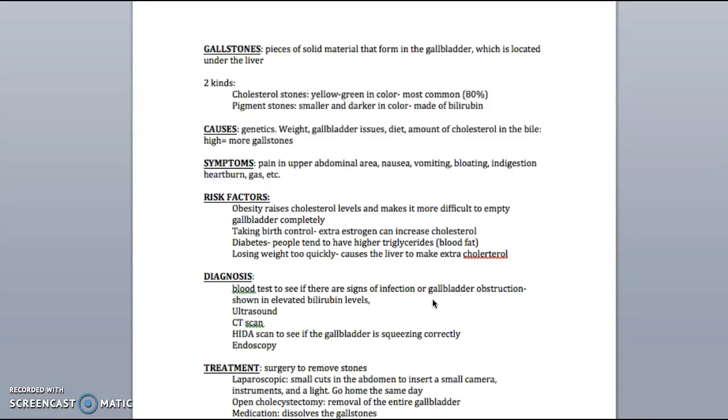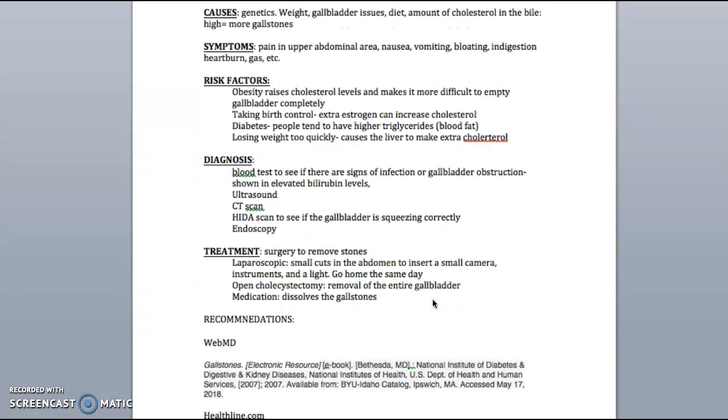So risk factors: if you are obese, it raises the cholesterol level and makes it more difficult to empty the gallbladder completely. If you're taking birth control, the extra estrogen that your body has causes an increase in cholesterol. If you have diabetes, they typically have higher triglyceride levels, which is just fat in the blood, basically a specific type of blood fat. And if you're losing weight too quickly, it causes the liver to make extra cholesterol.